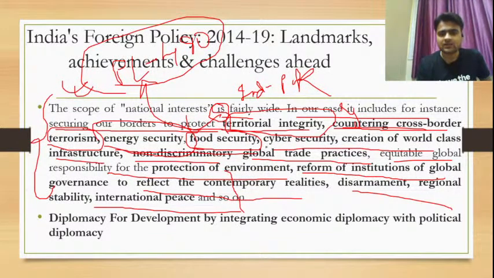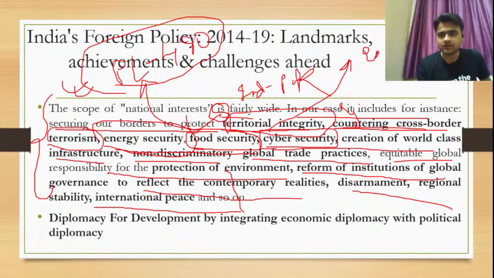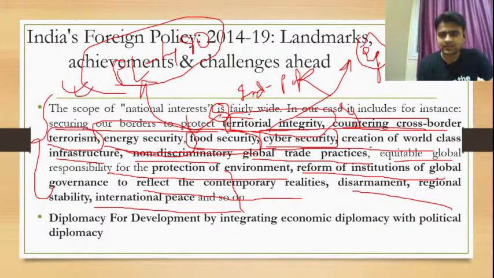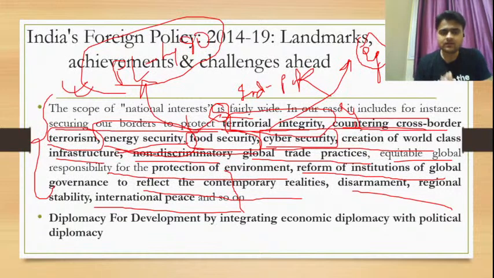Again, give me an example of cyber security. I think we have discussed this. There is a convention, give me the example. Give me the example for cyber security. Then give me the example of countering cross-border terrorism. Energy security, cross-border terrorism, I have already given the example, that is the nuclear security summit. Now you give me the example of energy security.